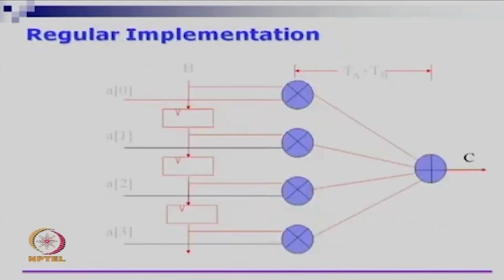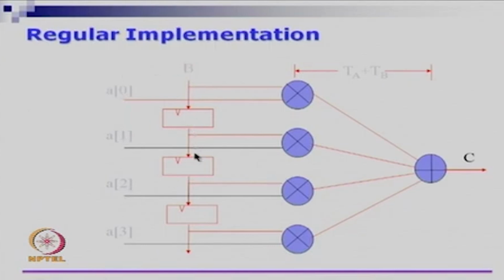If you want to do this in hardware directly, you may end up with something like this. B is the set of inputs that is coming through, and let us say we are doing convolution over a window of size 4. So 0 to 3 is a window of size 4, and you may end up doing something like this. Sorry, B is the data that is coming in, and A is a set of coefficients.